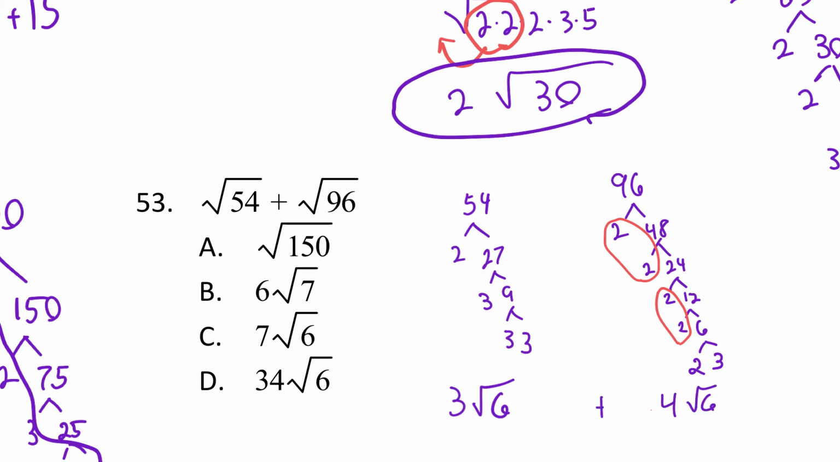Okay, the good news, our radical part is identical, so we can add these together. So what we were really adding is the coefficients, just like with exponents. 3 plus 4 equals 7. 7 times the square root of 6. That's C.